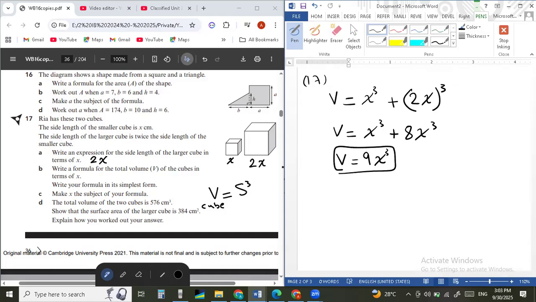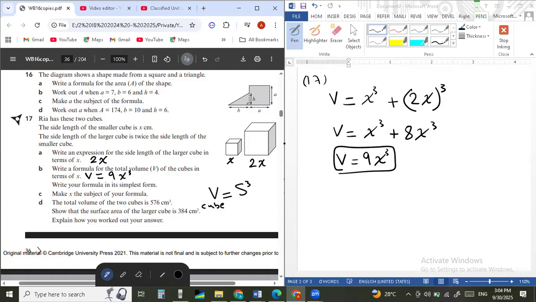What did you do, mister? I just got the volume of the smaller cube. It is side cubed, which is x cubed. I got the volume of that bigger cube, which is 2x cubed, which is 8x cubed. And I added both of them up, x cubed plus 8x cubed, adding the volume of the small cube to the volume of the large cube, which gives us V equals 9x cubed. Now I found a formula for the total volume.